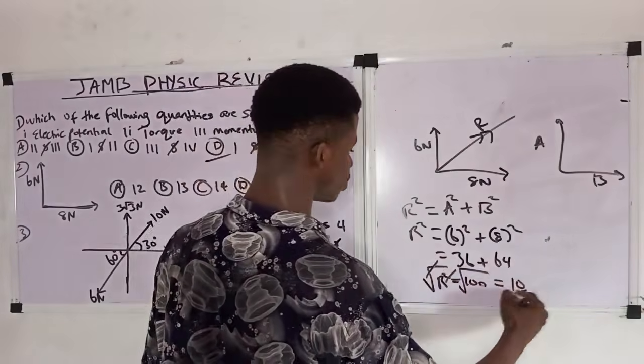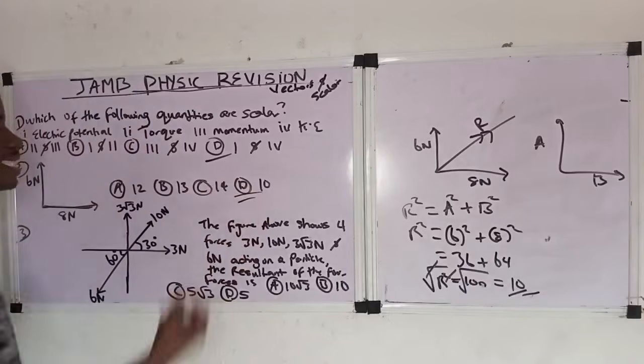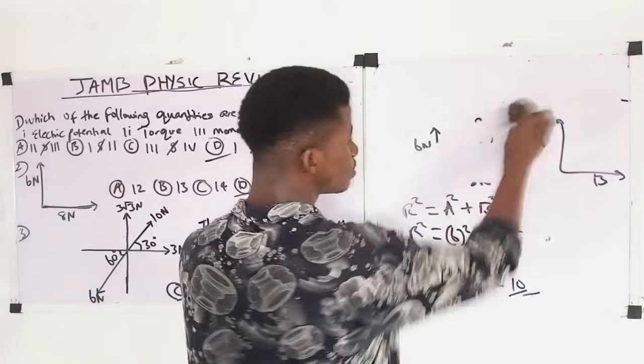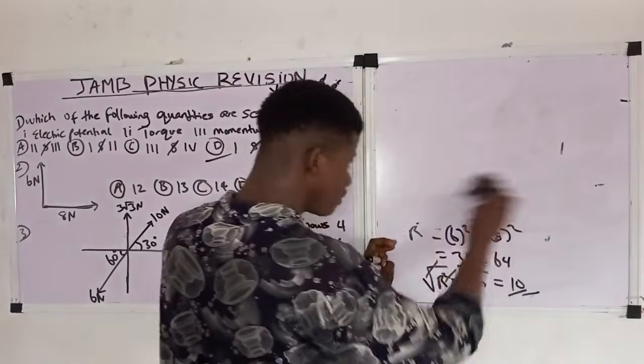Square root of 100 is 10. So the answer here is what? It is 10, which is D. Now let's move to the next question, which is more complicated, and this is what most students usually find difficult to solve.